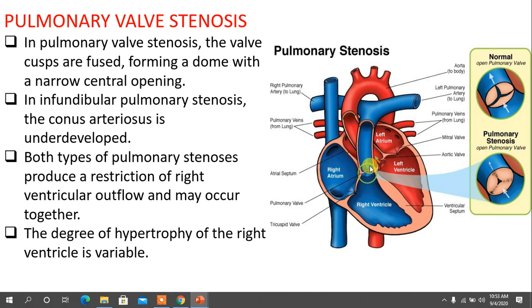Then is the pulmonary stenosis. Here you see the pulmonary valve. Here is the normal pulmonary valve, but here you see the orifices. The cusps here are fused together due to some disease process, and then only a small area is left for the blood to be pushed through. So pulmonary stenosis is narrowing of the orifice of the pulmonary valve. The valve cusps are fused, forming a dome with a narrowing central opening.